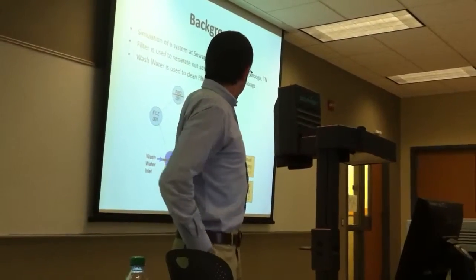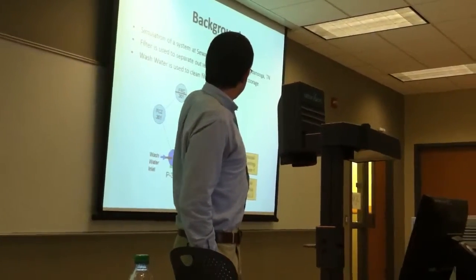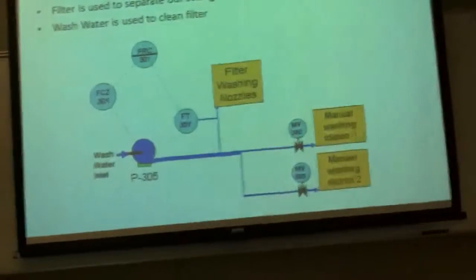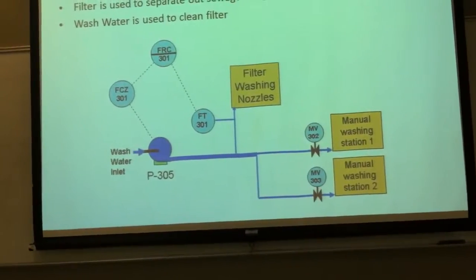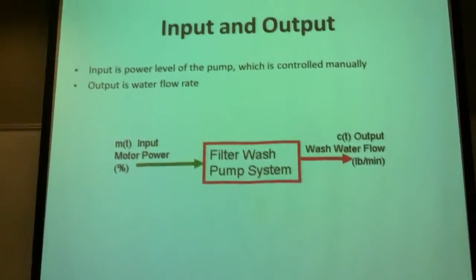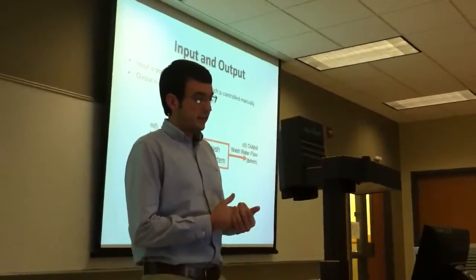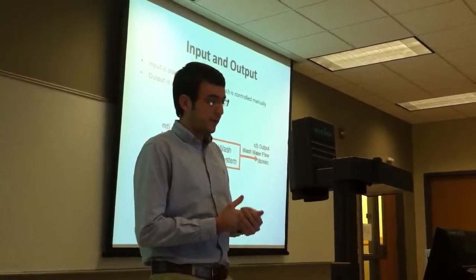The FT301 is the flow rate transmitter, and the pump speed comes from FRC 301. The input for our system is the electrical power of the pump, and the output is the flow rate of the water in pounds per minute.